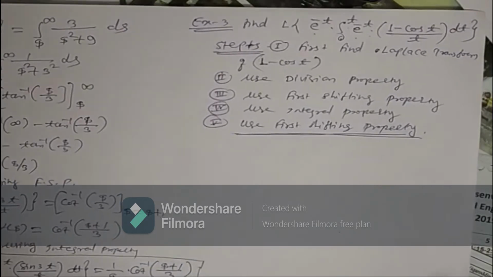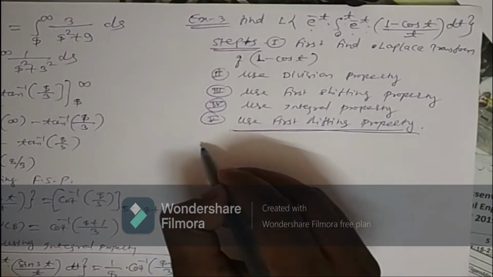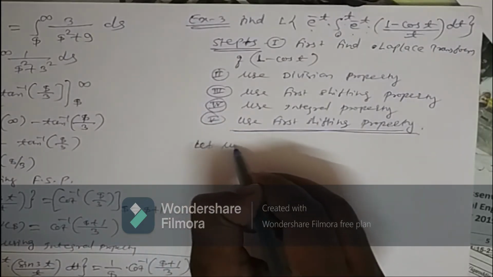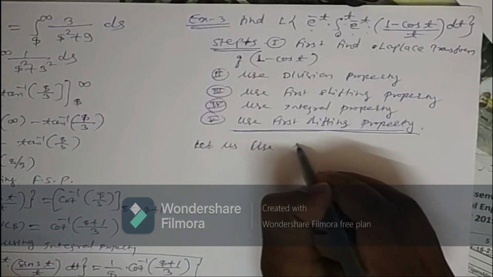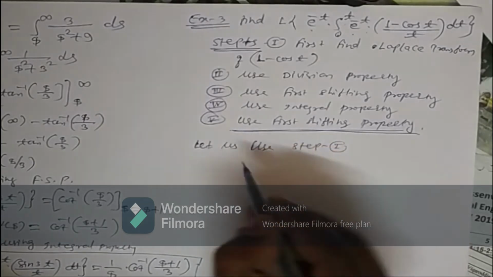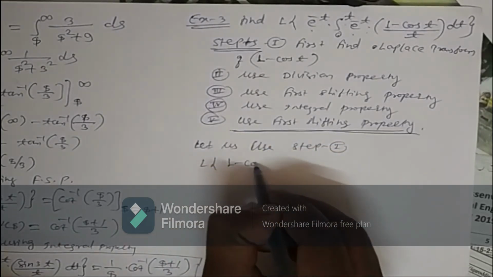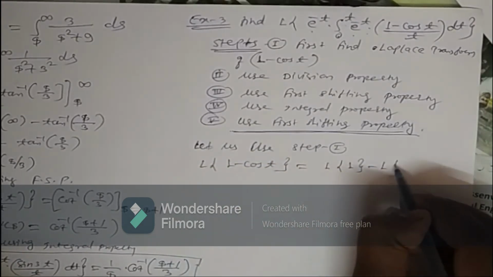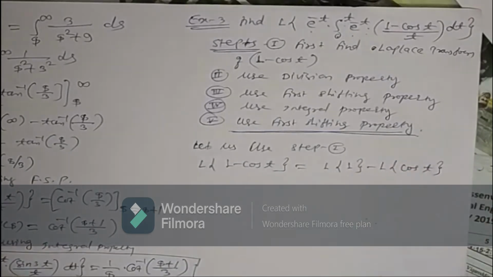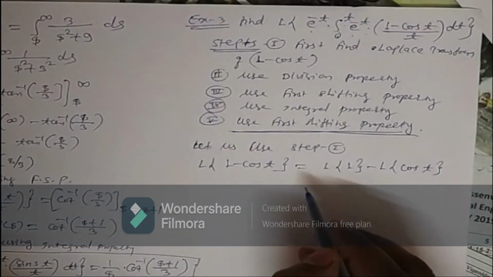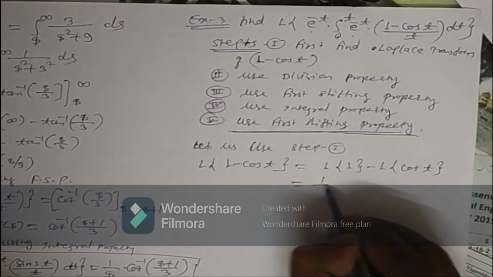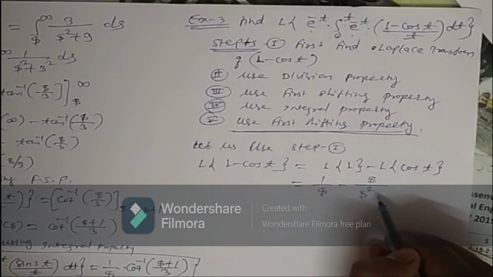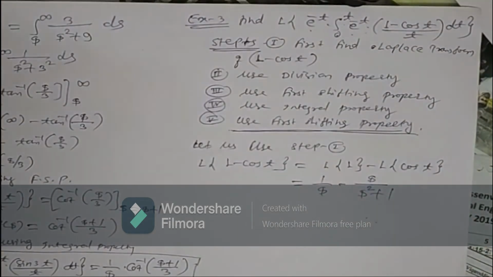So by using first step, let us use step number 1. So Laplace transform of 1 minus cos t is equal to what? Laplace transform of 1 minus Laplace transform of cos of t. So now that is equal to Laplace transform of 1 is 1 by s. Laplace transform of this will be s upon s square plus 1, isn't it?